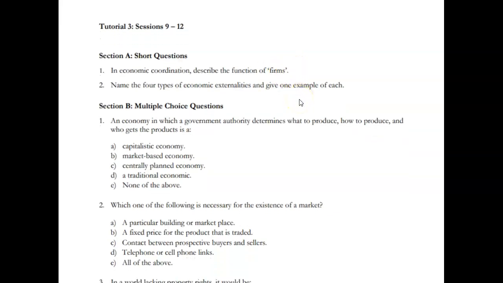The next one, name the 4 types of economic externalities and give an example of each. Okay, so first of all, there are 2 types and then it branches off. You've got consumption externalities and you've got production externalities. Then you get a negative and a positive of that and a negative and a positive of that. So 4 types of economic externalities.